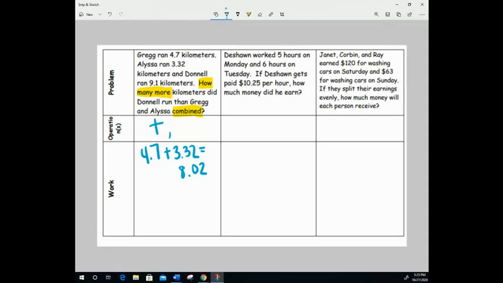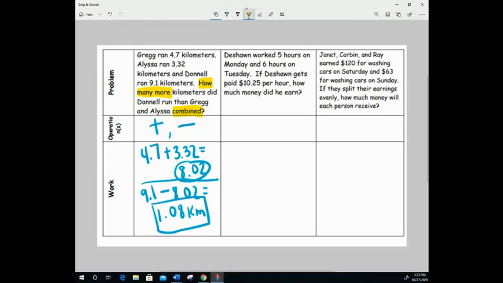We still need to know how many more kilometers Donnell ran than the two of them. So now we're going to do some subtraction. We're going to take the amount that Donnell ran, which was 9.1, and subtract our combined, which was 8.02. If you put that in the calculator, you end up with 1.08, and then we want to make sure we include our units, so kilometers. So 1.08 kilometers would be our final answer.